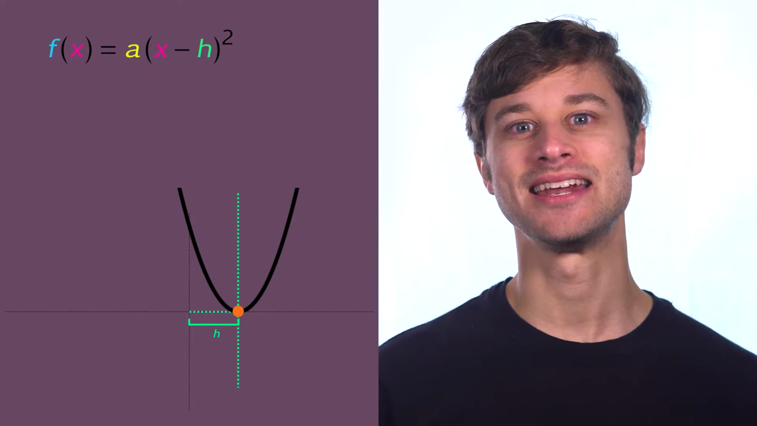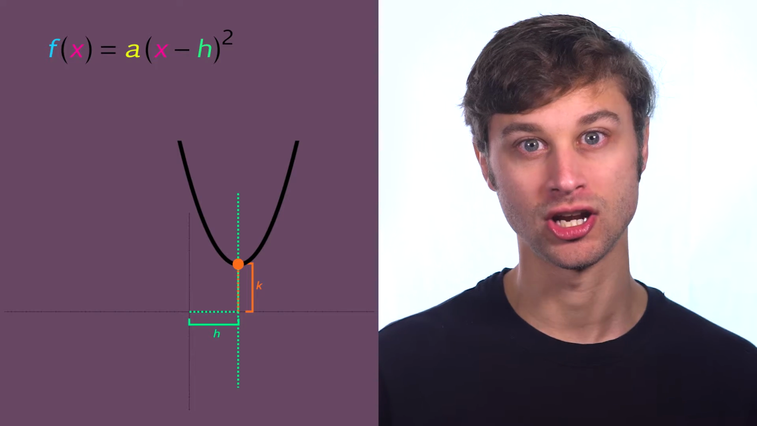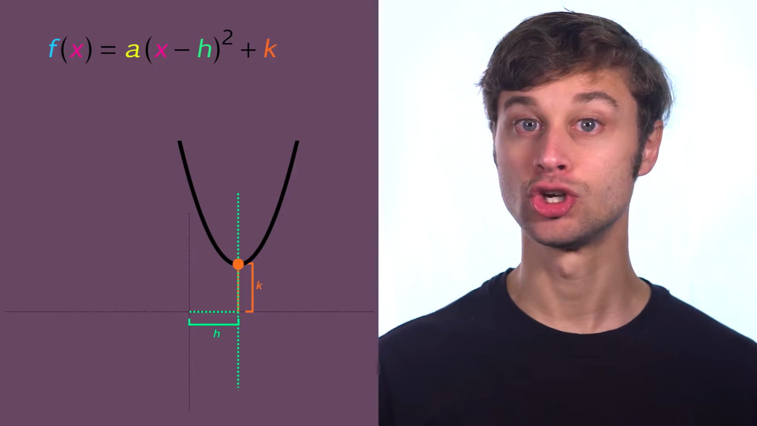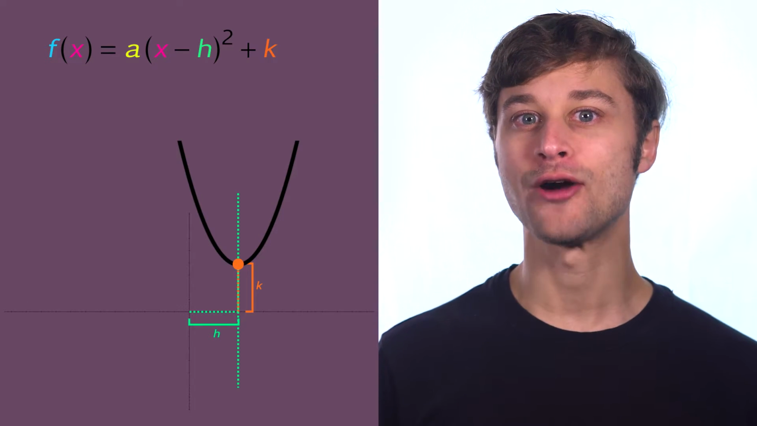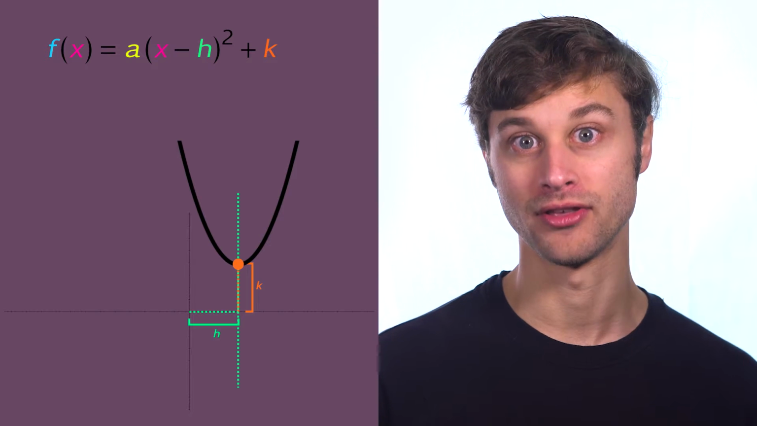If I then want to translate it up or down, I need to add a term k to the end of the function, so that I get f of x is equal to a times x minus h squared plus k. So our transformations are entirely equivalent to our vertex form of the function.